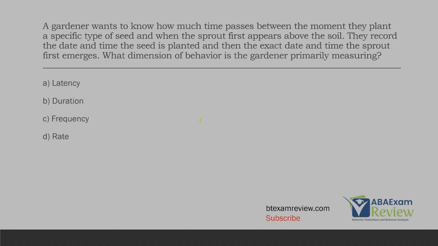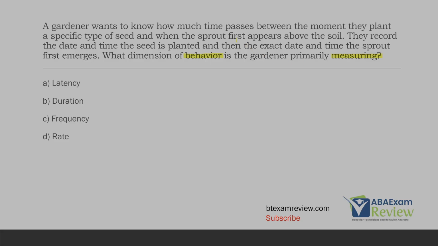So you might see a question like this on the exam where we are thinking about behavior and behavior terminology in the context of something that isn't inherently behavioral. For instance, a plant sprouting from the ground is not necessarily what we are doing in ABA, right? However, if we read the question carefully, we can identify the idea of measurement that the gardener is using.